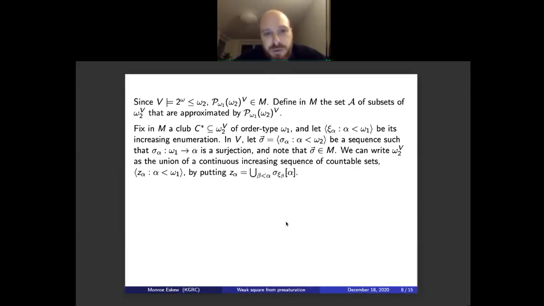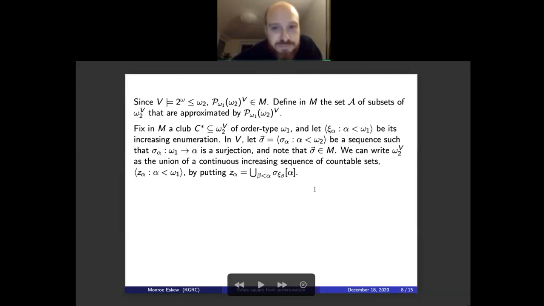Okay, now we know that omega 2 of V has changed. It's no longer a cardinal. It was the critical point of an embedding. And it's a successor cardinal, so that means it has cardinality omega 1 now in M. And we assumed that its cofinality was changed to omega 1. So let's fix a club C star witnessing this and enumerate it as C alpha, alpha less than omega 1. Okay, so this is going to be an important object.